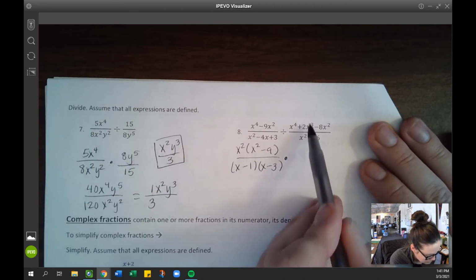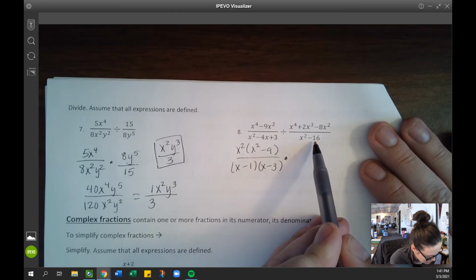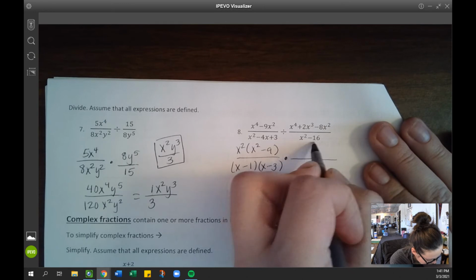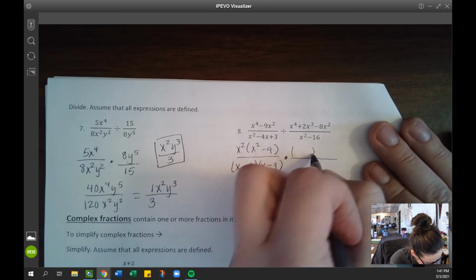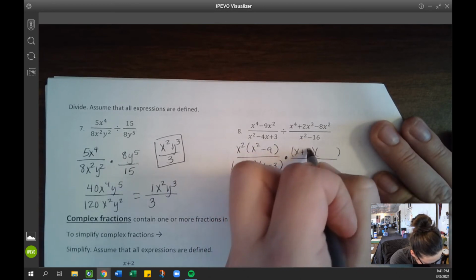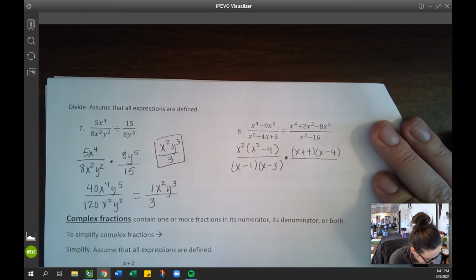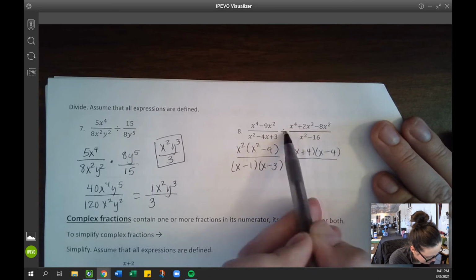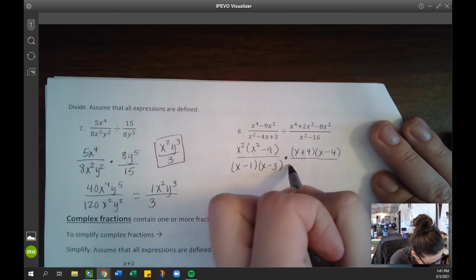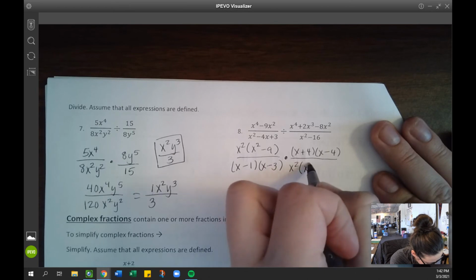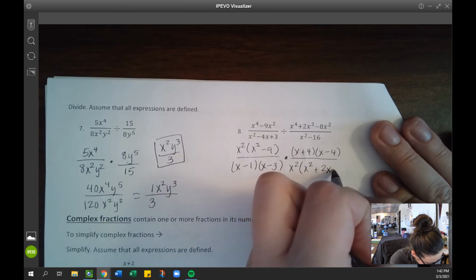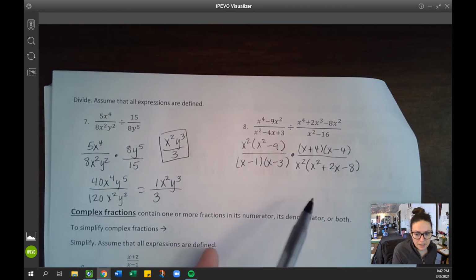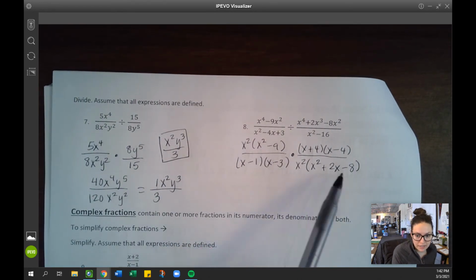Times, I have to flip this now, right? So my denominator is going to go on top. x squared minus 16 is a difference of squares, so that's x plus 4 and x minus 4. And then here, what do I have? I have a common factor of x squared that I can take out, which leaves me with x squared plus 2x minus 8.